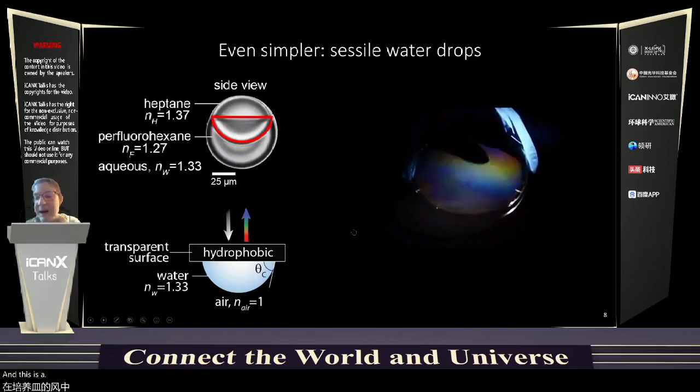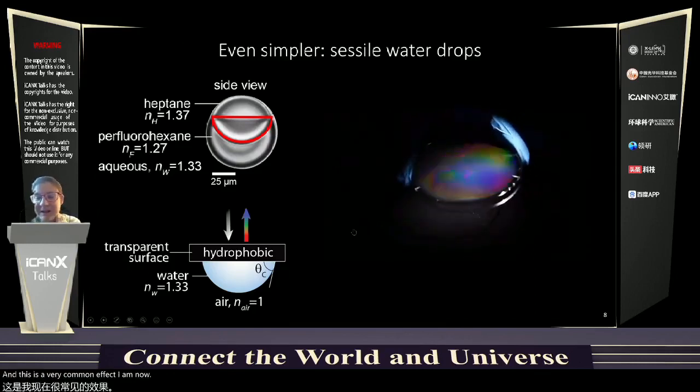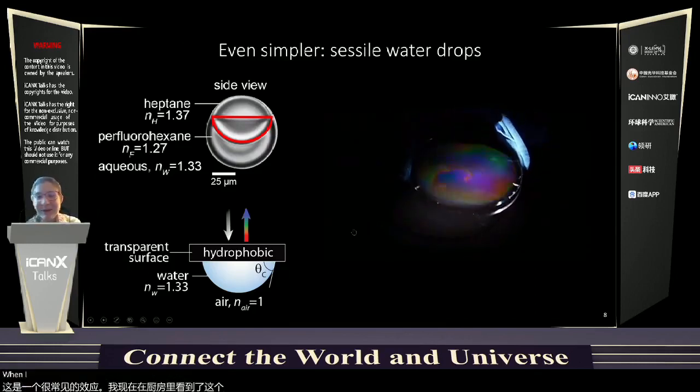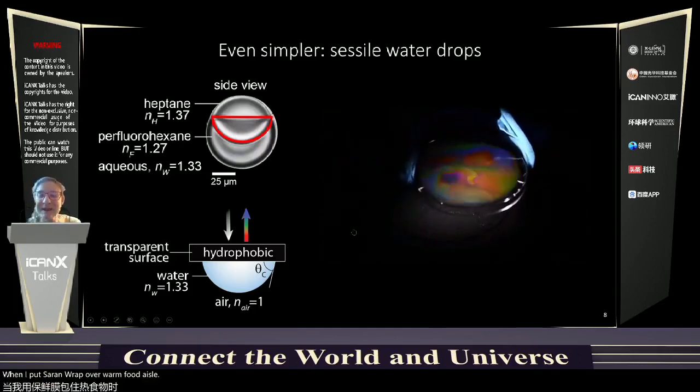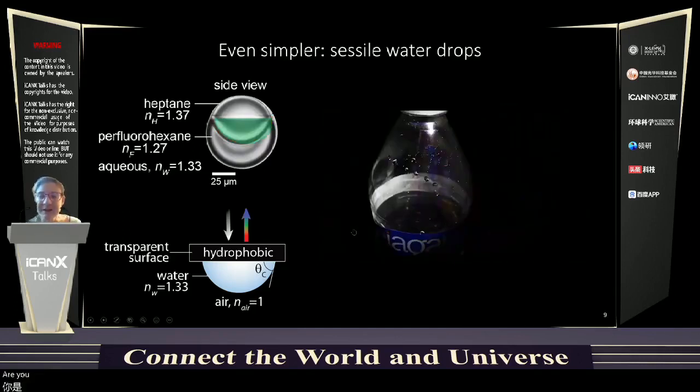Now, this is a very common effect. I now see this in the kitchen. When I put Saran wrap over warm food, I'll see these colors. You may also see it in a water bottle on a hot day when you go outside due to this water condensation. If you look at this surface under a microscope, though, what you will actually see looks like this.